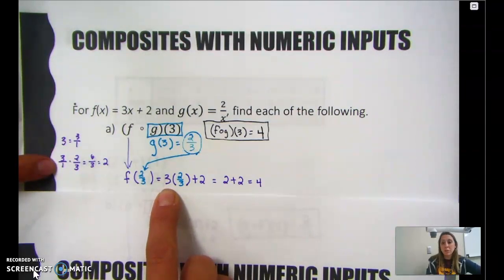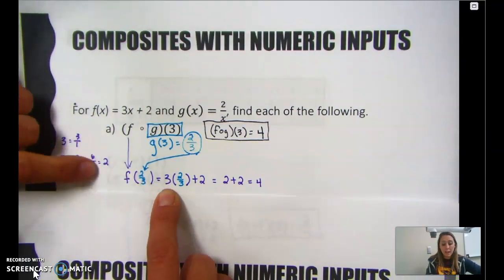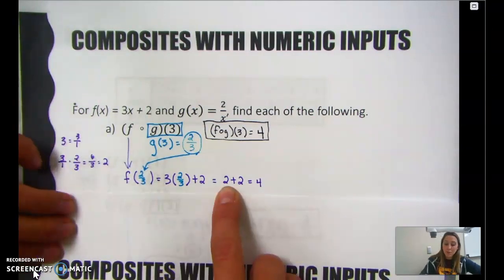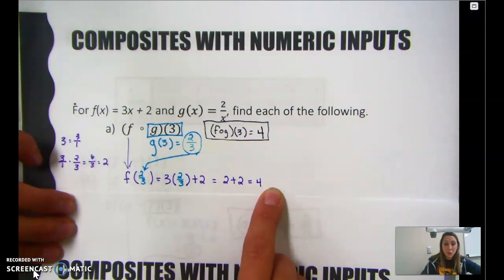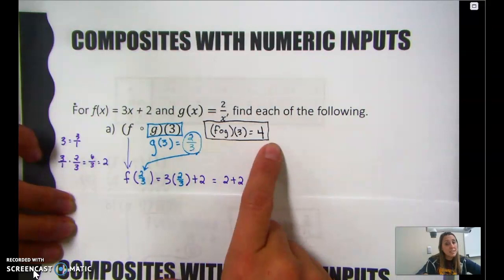So then I can do fraction multiplication, which is typically the easiest. It's something that we always try to turn it into anyway, because top times top equals top, and bottom times bottom equals bottom. So 3 times 2 is 6, and 1 times 3 is 3, and I get 6 over 3, which can simplify down to 2. So then I end up with 2 plus 2, and that equals 4. So then my final answer is f of g of 3 is equal to 4.